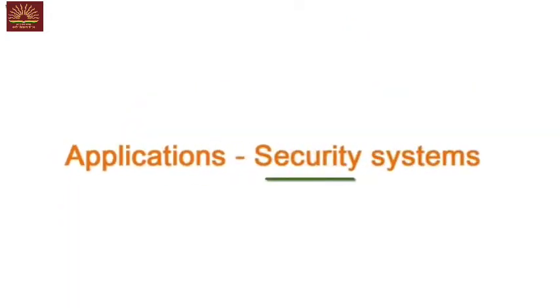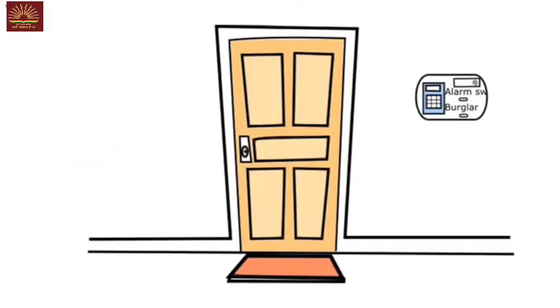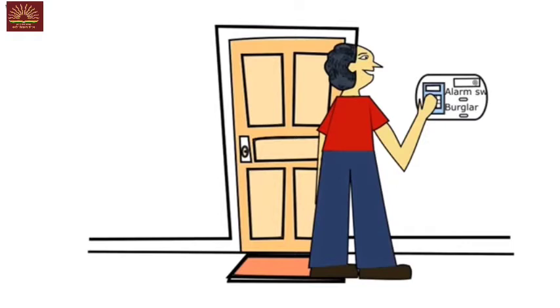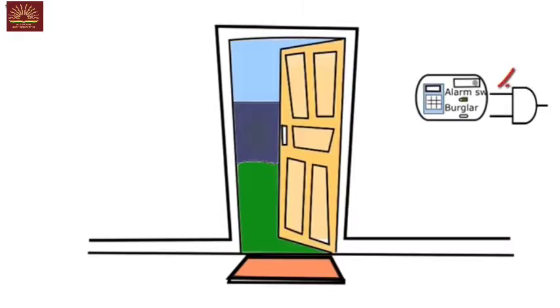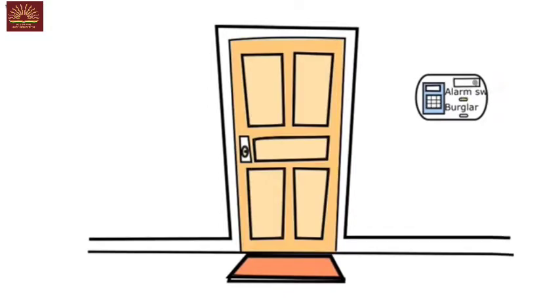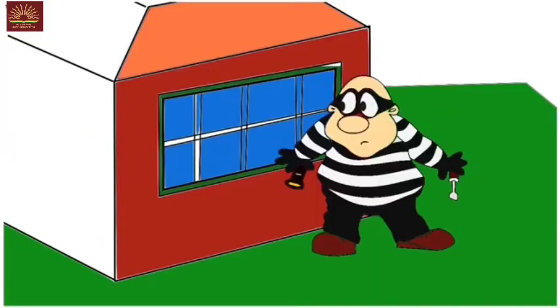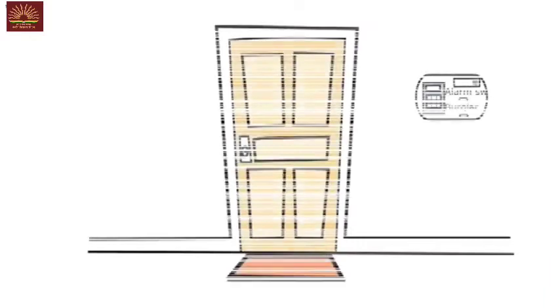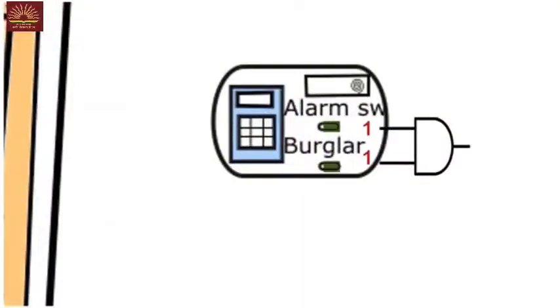AND gate finds application in security systems such as a burglar alarm. Suppose you have to leave the house and keep the house secure. You need to turn on the alarm switch. This turns the first input of the AND gate high. If a burglar tries to enter the house, the person sensor detects a logic 1. This goes to the second input of the AND gate. When both the inputs are high, the output of the AND gate is high, which sets the alarm on.